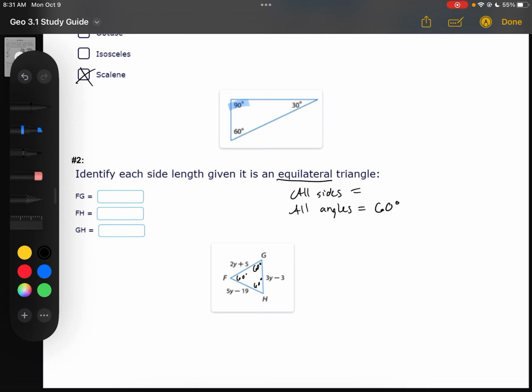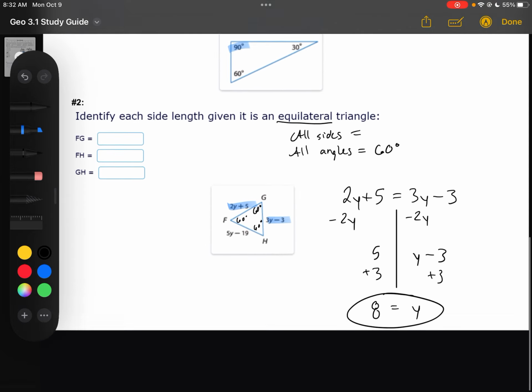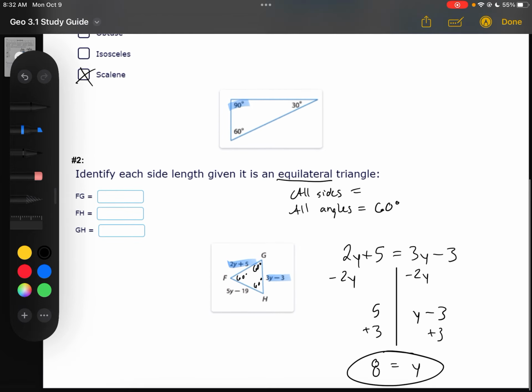But all sides are equal, so what that means is you can just pick your favorite two sides and set your favorite two sides equal to each other. I'm going to take these two because they have smaller numbers, and they are simply equal to each other. So solving, want to bring all the y's to the same side. And then we want to bring all the numbers to the same side. So when we do that, we get a y term of 8. Fortunately, that's not what the question is asking for. It wants to know each of the side lengths.